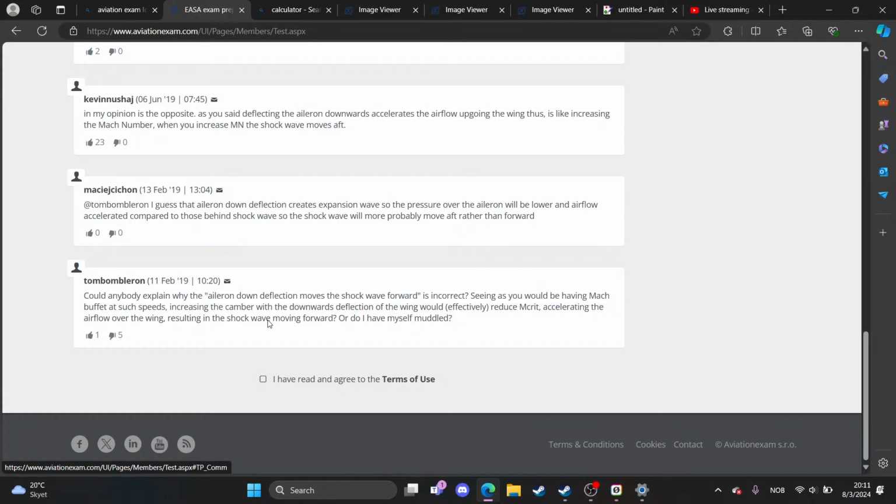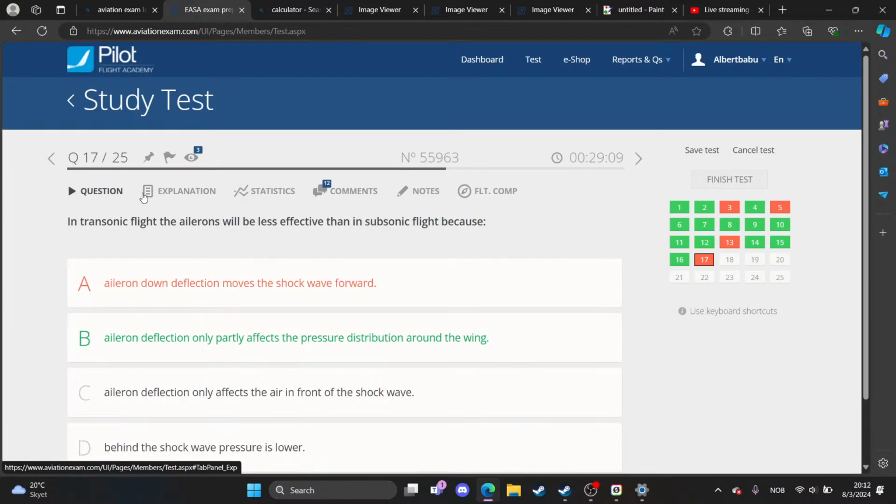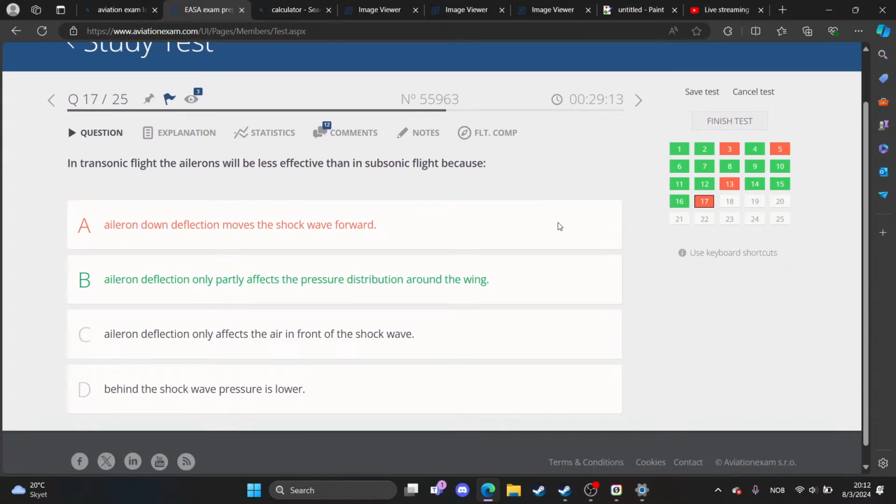Mach buffet. Okay, this one's a good one. I'm gonna take a photo of this one actually. Lots of things I need to learn from here. Thank you. Next one.